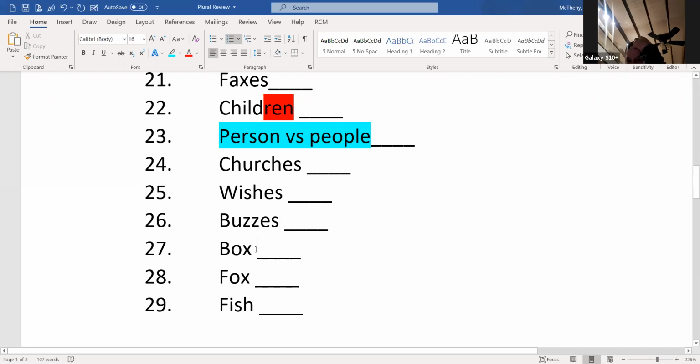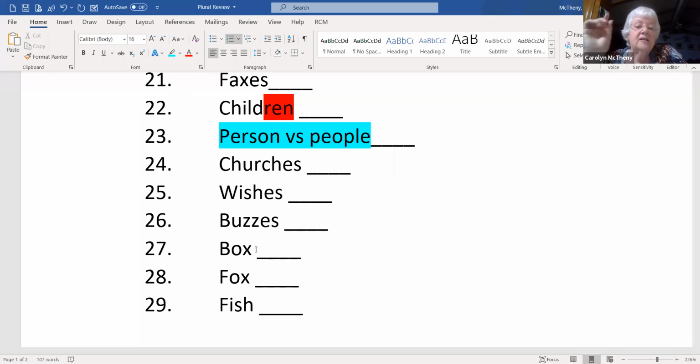Now we're going to go down one more. Box. Okay, it ends in an X. And the rule is CH, SH, Z. And what other letter do we change it to ES? X. Very good. It's going to be an ES. Very good. Very, very good.